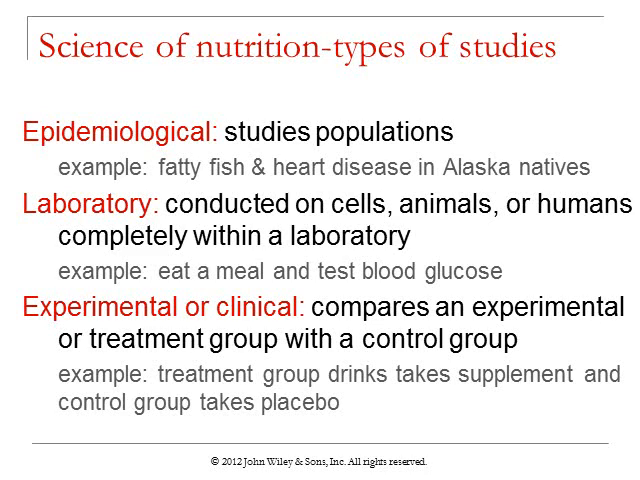All right, so different types of studies. Epidemiological, basically this looks at populations. So the incidence of heart disease in Alaska Natives, the incidence of gestational diabetes in the African American population. So this looks at different populations and their likelihood of getting certain types of diseases.